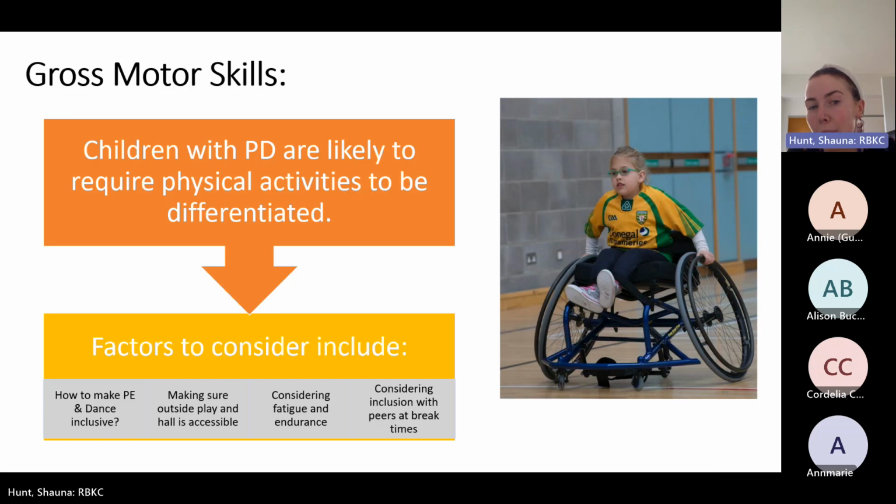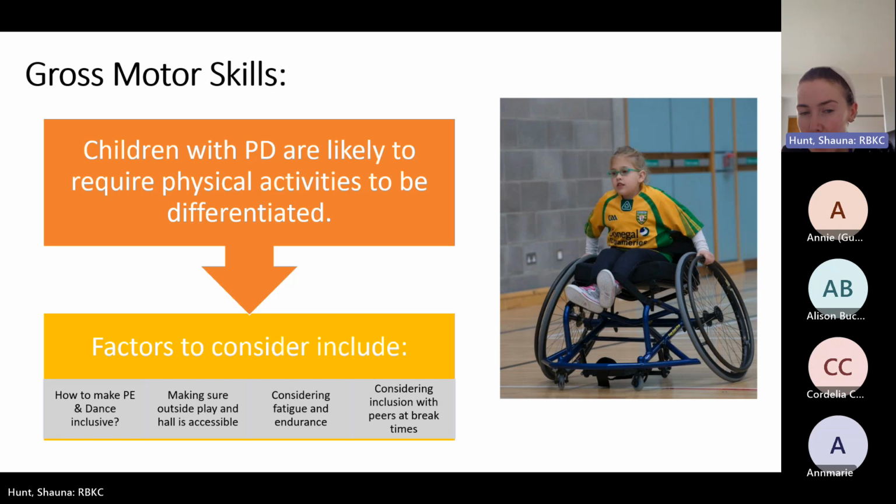Okay, so thinking about gross motor skills. Children with physical disabilities are likely to require physical activities to be differentiated. Factors to consider include, how do we make PE and dance inclusive for these children? Do you feel that you have the skills equipped to do this? The PE teacher, what are we advising them? Trying to make sure outside play and the hall is accessible for these children.